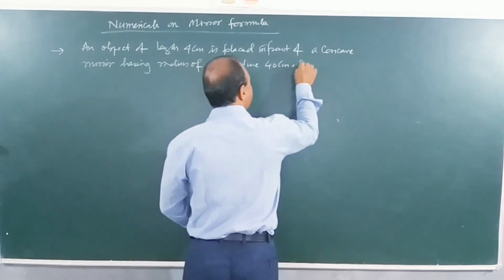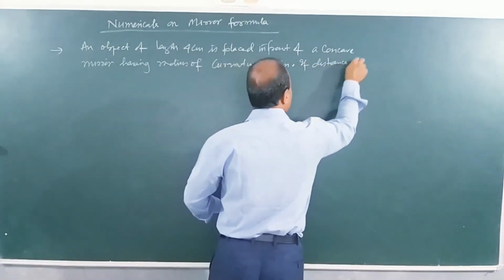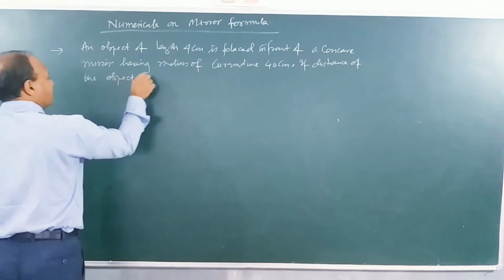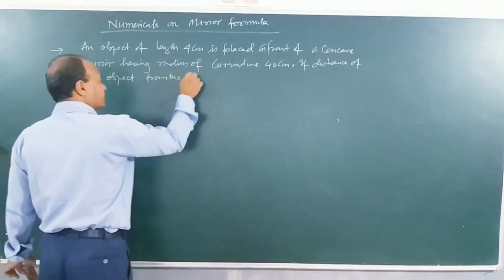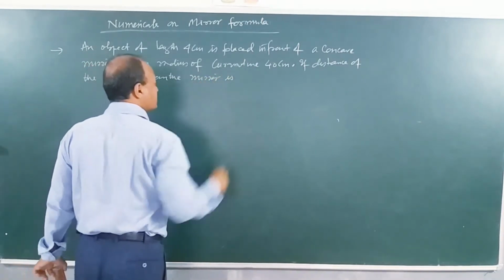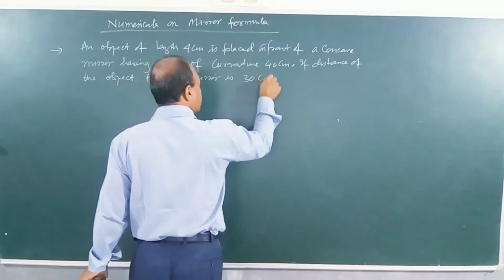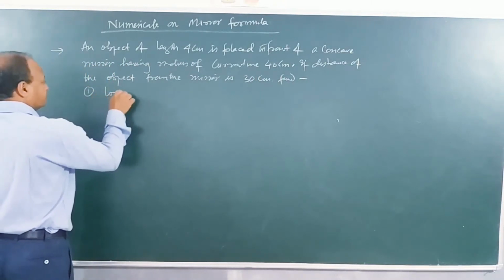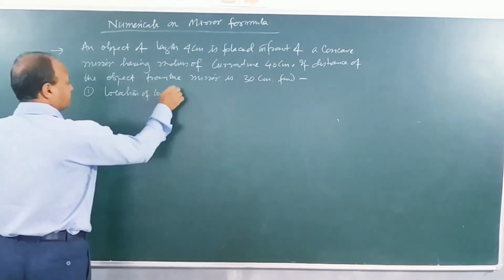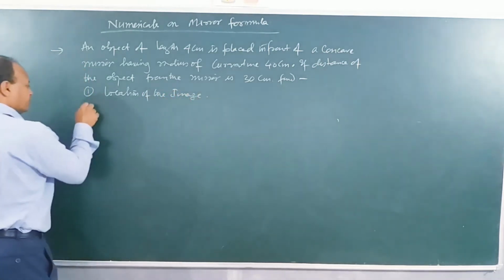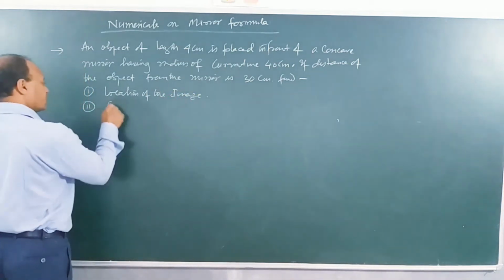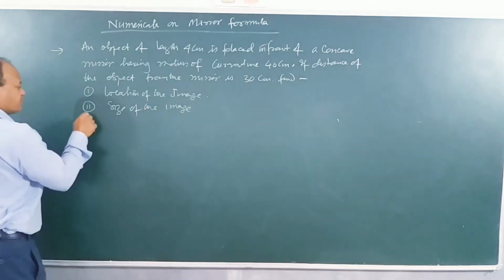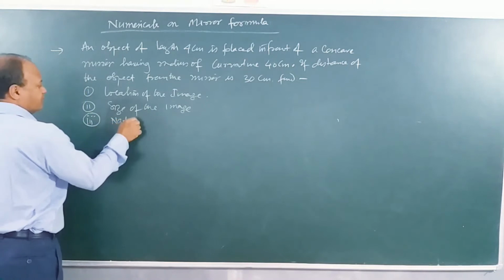Now, if distance of the object from the mirror is 30 centimeter, find number 1, location of the image, number 2, size of the image, and number 3, nature of the image.